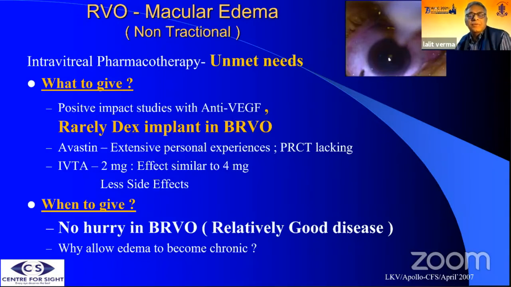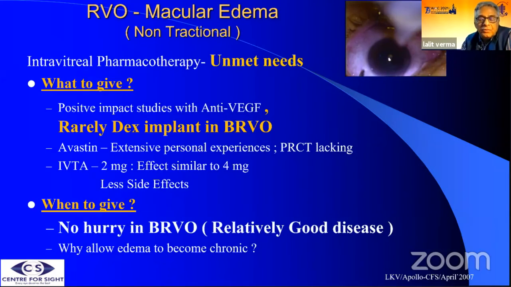The intravitreal pharmacotherapy is the mainstay of treatment in non-tractional, non-inflammatory BRVO. What to give, when to give, that was still sometimes debatable. So Dex implant was rarely used in BRVO at least. CRVO we do still, but in BRVO very rare because of the positive impact of studies with anti-VEGFs, and that became the treatment of choice. Even Avastin, a lot of personal experiences were there, although PRCT was not much, but Avastin also did wonders. IVTA 0.05 ml of triamcinolone, that is equivalent to 1 milligram or 2 milligram, also works similar to 4 milligram.